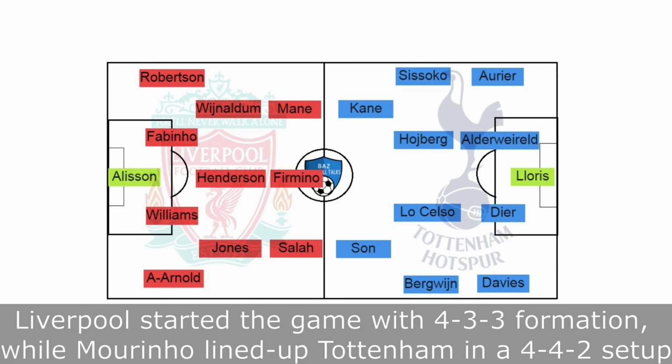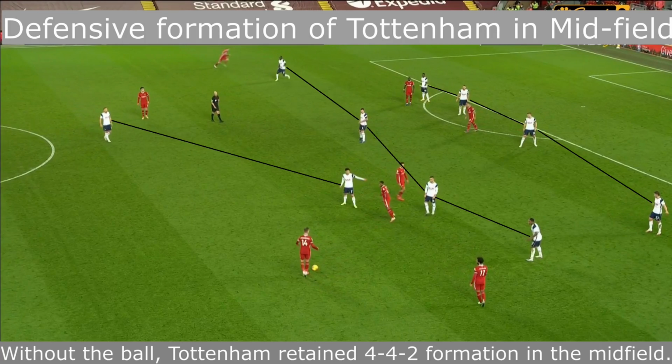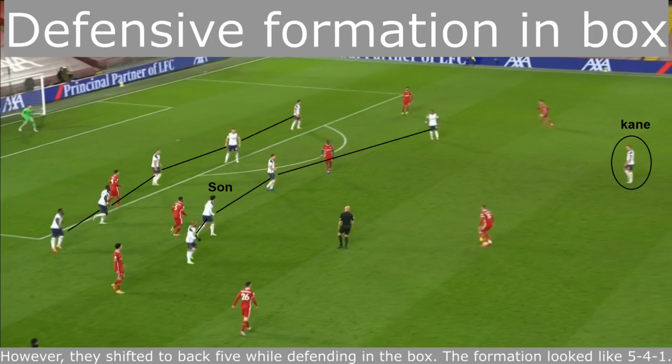Liverpool started the game with a 4-3-3 formation, while Mourinho lined up Tottenham in a 4-4-2 setup. Without the ball, Tottenham retained the 4-4-2 formation in the midfield. However, they shifted to a back 5 while defending in the box. The formation looked like 5-4-1.